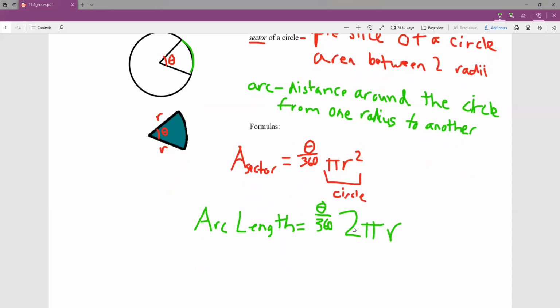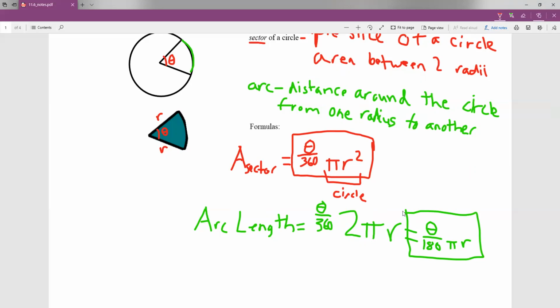But this looks a little janky, so we're going to simplify it a little bit. If I multiply theta by 2, I'd have 2 theta over 360, which we can simplify to theta over 180. So it's just theta over 180 times pi r. That's it. And that is your formula for the arc length. And up here is your formula for the area of a sector.